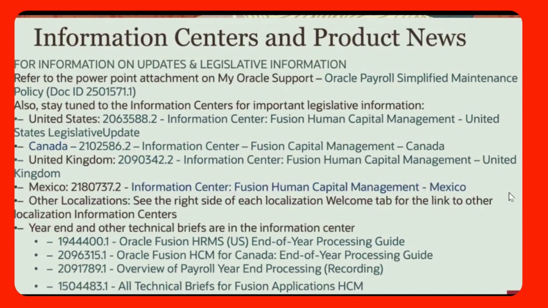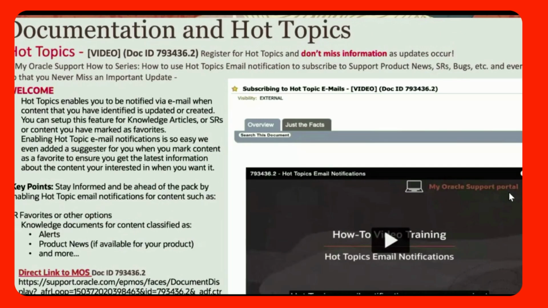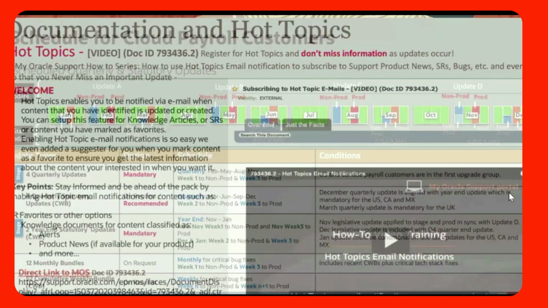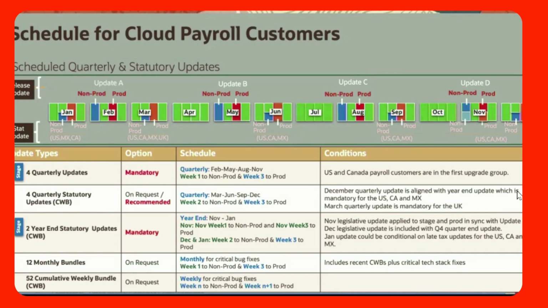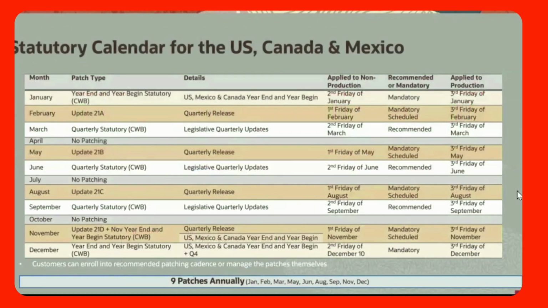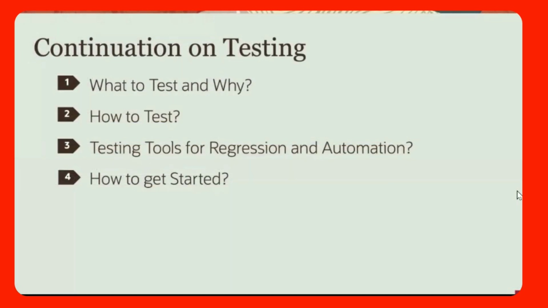Again, this is just the information center as it relates to legislative information from a payroll perspective. This is how to make sure you get hot topics, because hot topics is going to send you that legislative information from a payroll perspective. Again, just making sure that you understand the timing in which you need to be able to test for in those 2 weeks. How are you going to be able to get that testing done? And I'm going to go through these really quickly because we're going to talk right here on the continuum of what to test and why to test, how to test, what tools, regression and automation, and how to get started. Okay.